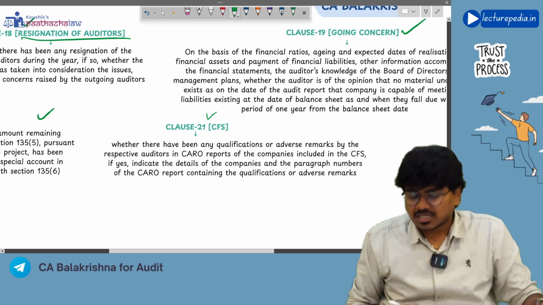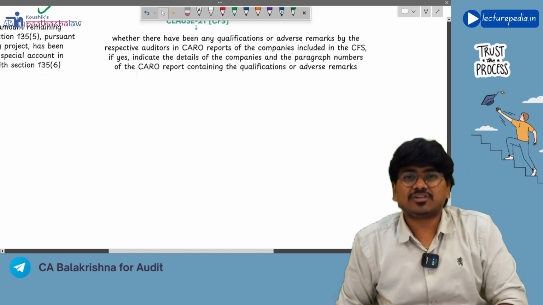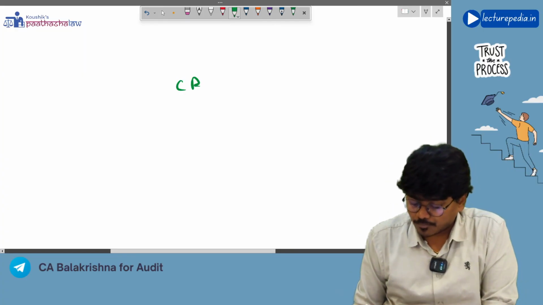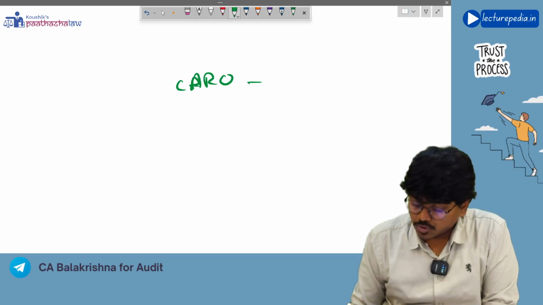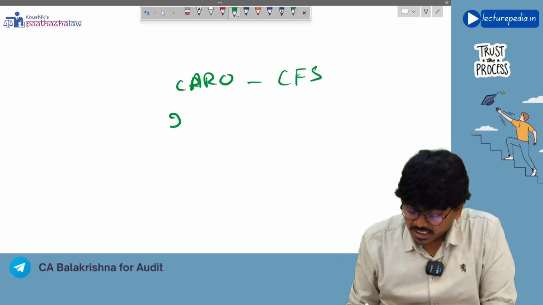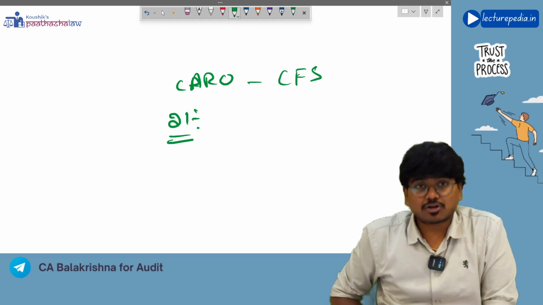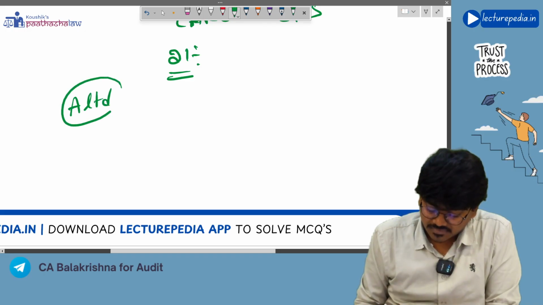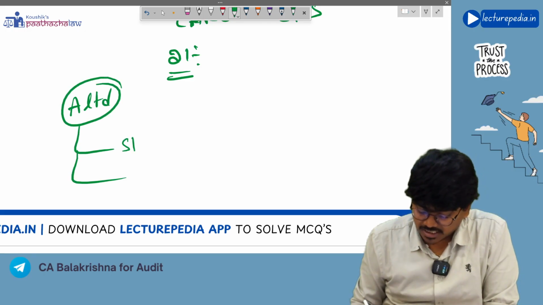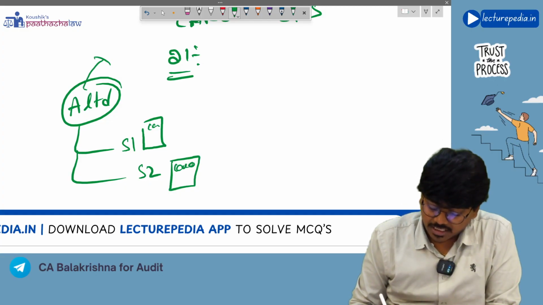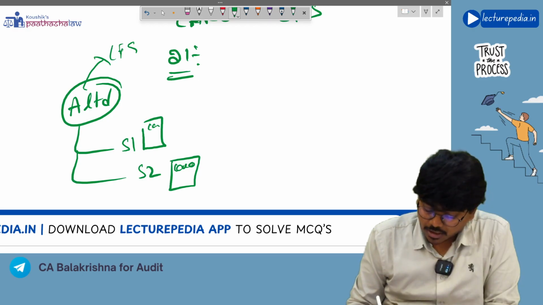Next, clause number 21, it is applicable only for the consolidated financial statements. In the audit report of consolidated financial statements, you will give CARO. In that CARO that you give on consolidated financial statements, all the first 20 clauses will not be there. Only clause number 21 will be there. And in this clause 21, let's say for example, A Limited. A Limited has some subsidiaries, subsidiary 1, subsidiary 2. For this subsidiary, a CARO report would have been prepared. For this subsidiary also, a CARO report would have been prepared. And A Limited is now preparing the CFS. In this CFS, clause 21 will be given.